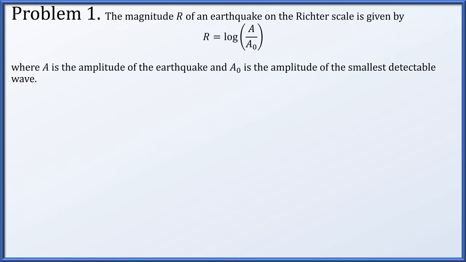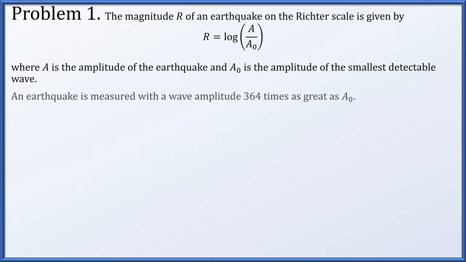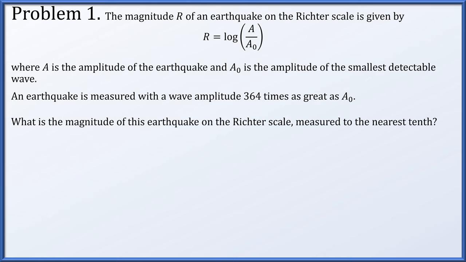Problem 1. The magnitude r of an earthquake on the Richter scale is given by the common logarithm, or log base 10, of the ratio A divided by A naught, where A is the amplitude of the earthquake and A naught is the amplitude of the smallest detectable wave. An earthquake is measured with a wave amplitude 364 times as great as A naught, so what is its magnitude on the Richter scale measured to the nearest tenth?